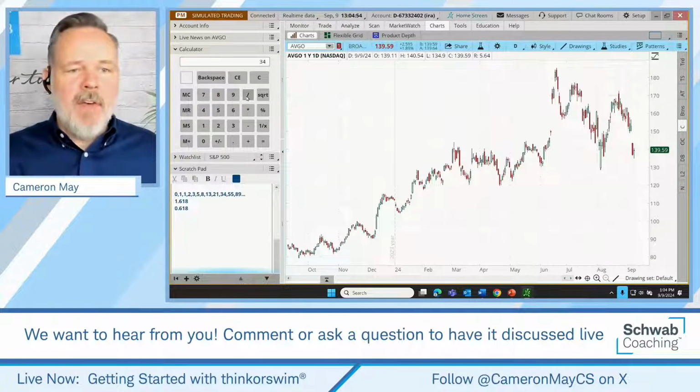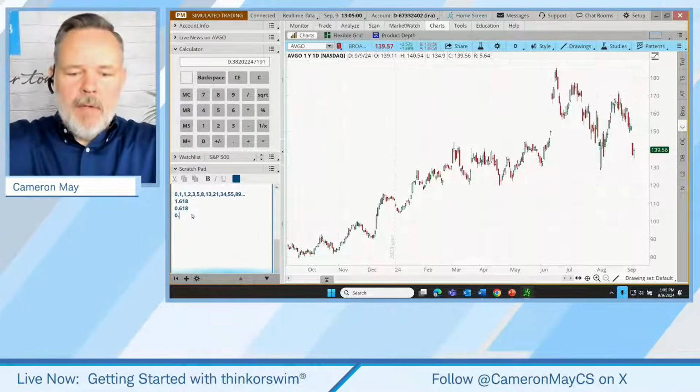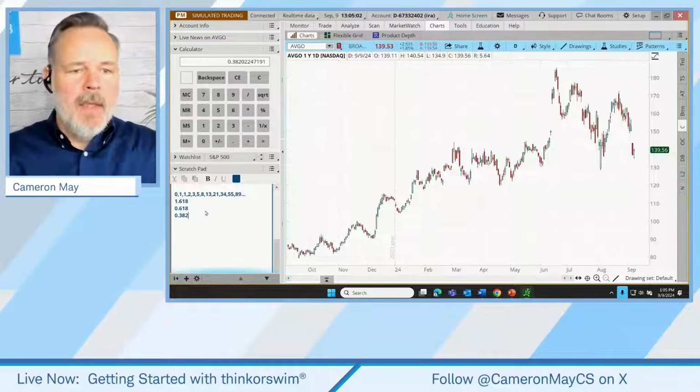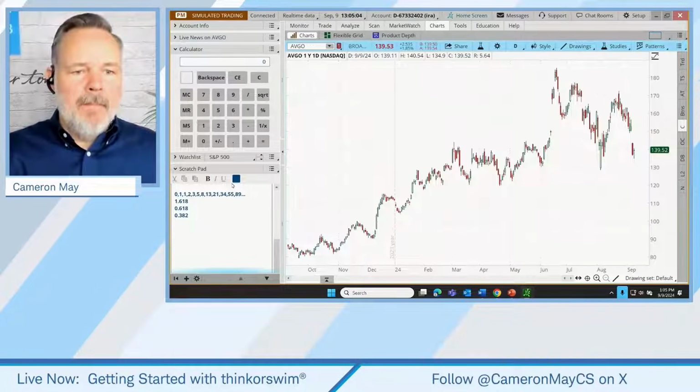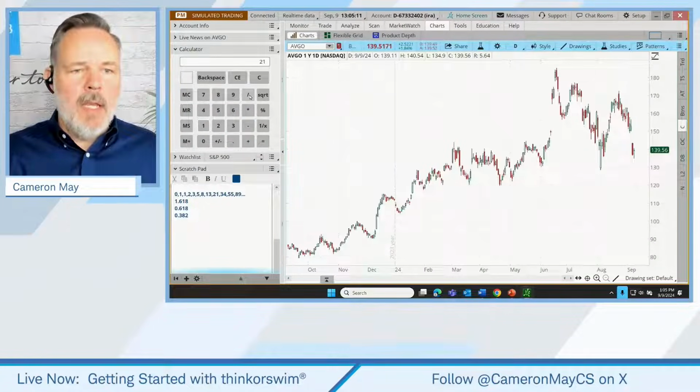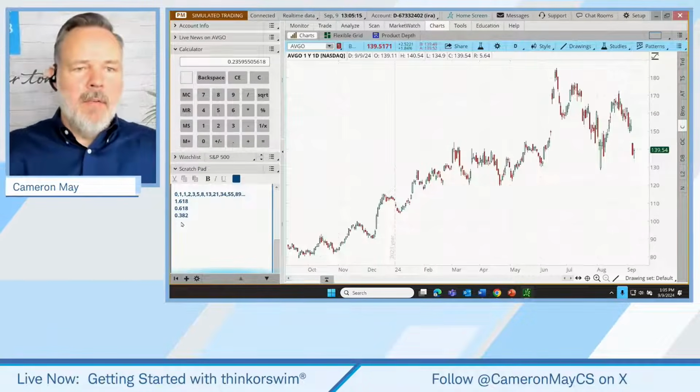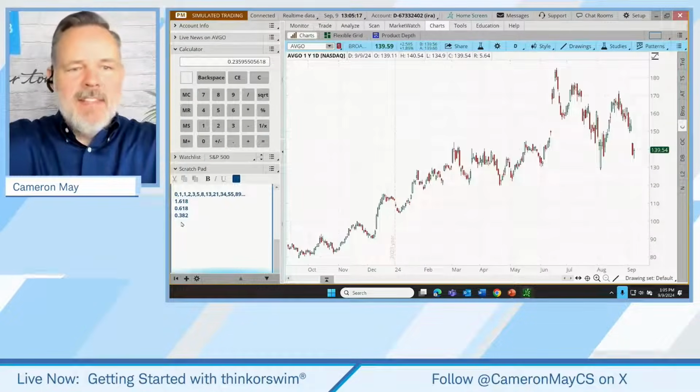I don't have all of these memorized, okay? Anyway, 34 divided by 89 gives us the number 0.382. If we take a number and divide it by the one 3 positions to the right, for example, 21 divided by 89, it gives us a ratio of 0.236.